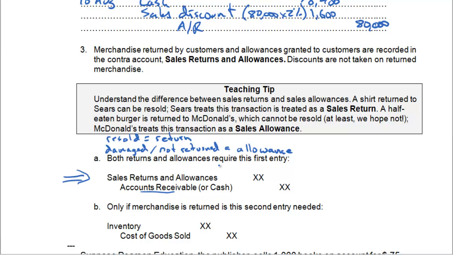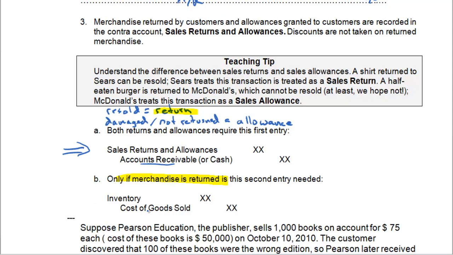But if there's a return, then you also need to adjust inventory, because the product is coming back into your warehouse, and therefore you have to increase inventory and obviously reduce the cost of goods sold component as well. So only if it's returned do you have the second entry as well. If it's not returned, if it's just rotten fruit or something like that, you'll give them a credit, and they'll just throw the merchandise in the garbage. Okay, so now, question.